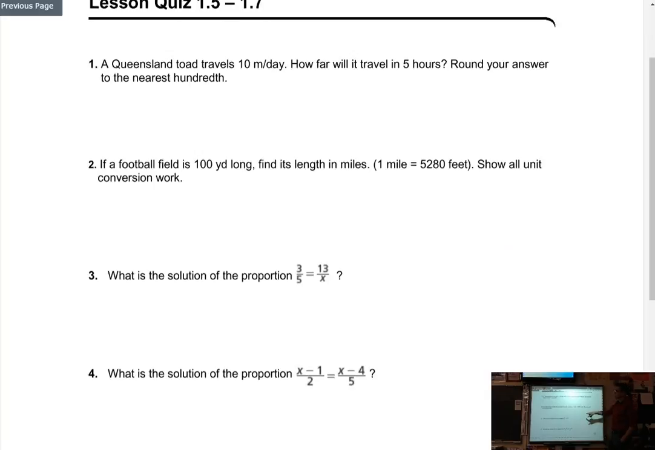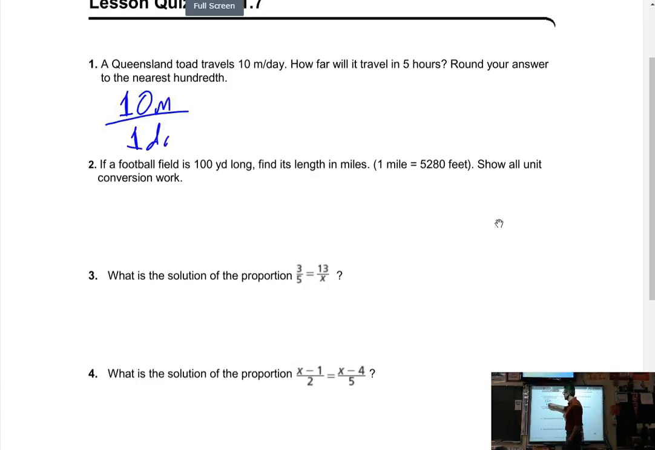So we start here with a Queensland toad traveling 10 meters per day. Either that's a typo or this toad really is not traveling very far. So we're told 10 meters per day. Per tells me division, and I can set that up as a ratio if I would like.